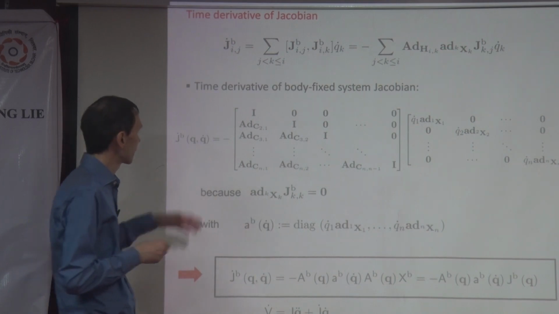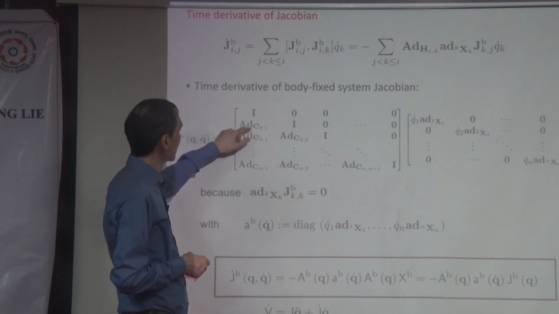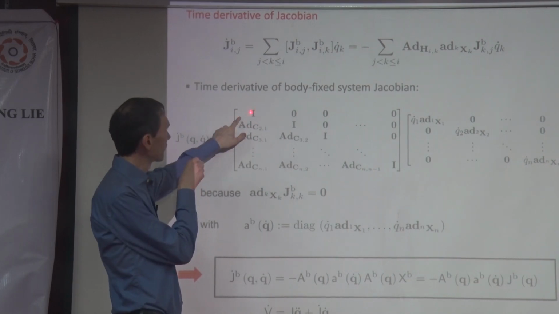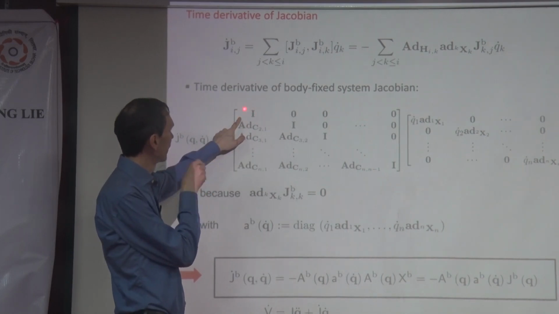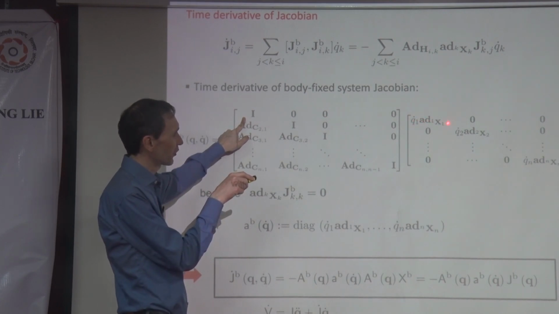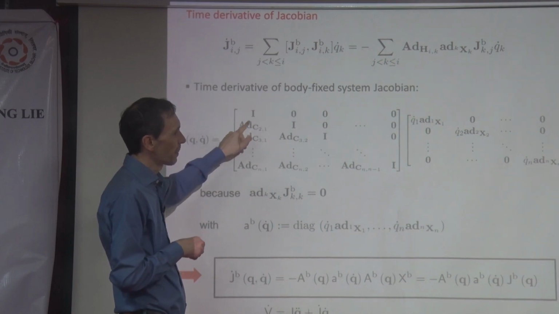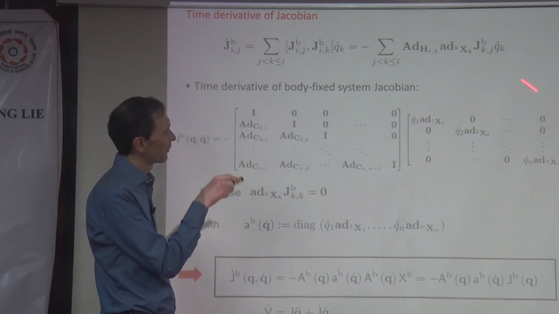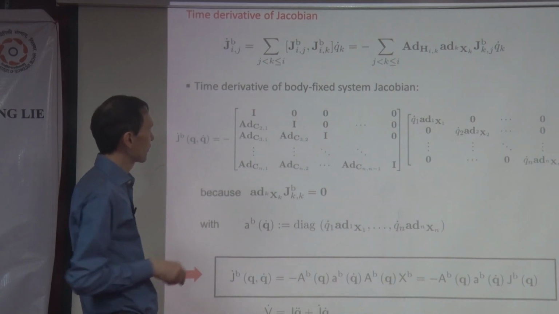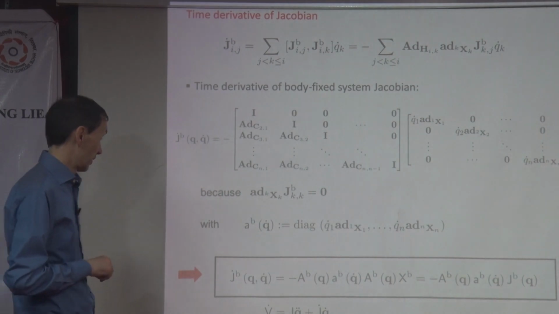And then what I'm trying to get at is the first one. This is supposedly the time derivative of the first Jacobian, which is the identity times q1 dot times the adjoint of x1, times J1. Okay? So this is what you get here if you express this for the first joint, for the first body.